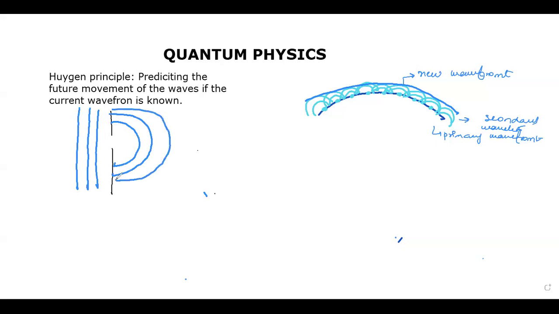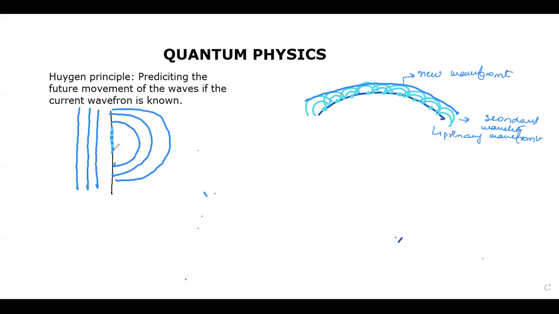Now, if we consider Huygens principle, it will make sense. How does it make sense? If this is my wave front that is passing through the gap, on this wave front each and every point is going to be a source for a new wave, right?